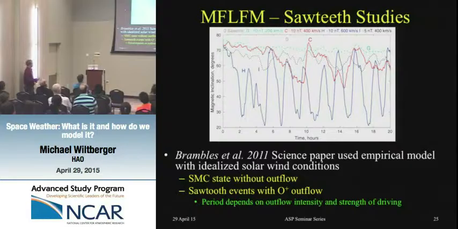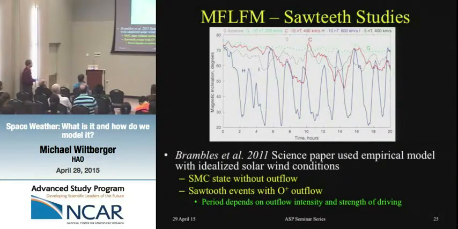And that's present when we have the outflow in the system and not present when we don't have the outflow in the system. And if we change the driving, we can change the period of the system. If we change the amount of material that's flowing out from the ionosphere, we can change the periodicity of these sawtooth oscillations. So a link between the sawtooth oscillations and the outflow is a prediction of this model.